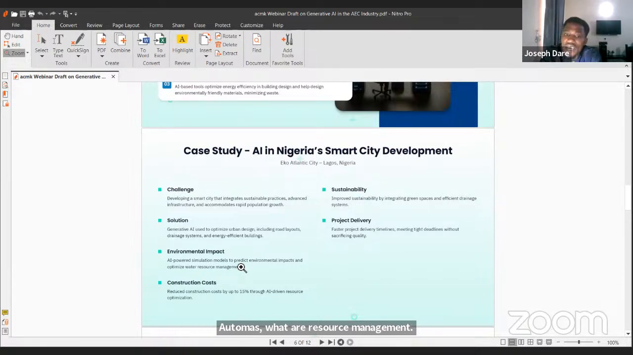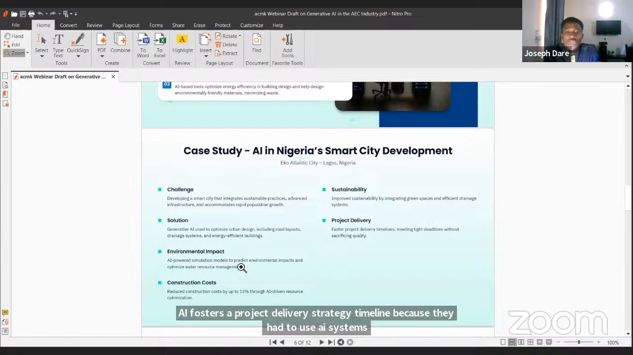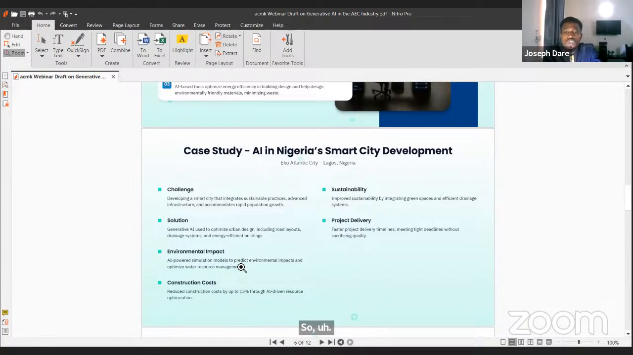AI fosters project delivery throughout the timeline because they had to use AI systems to align and do a schedule for the project. So they ensure that they follow the schedule for that project.